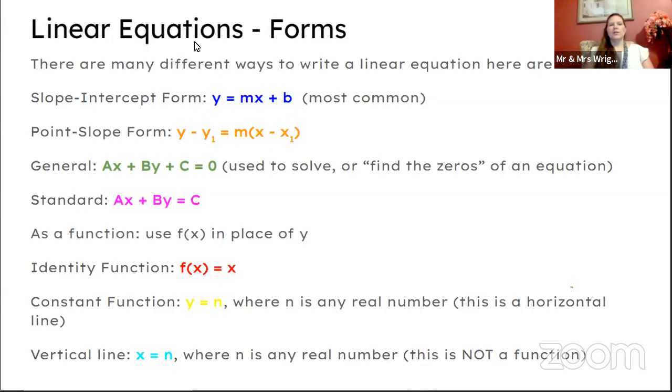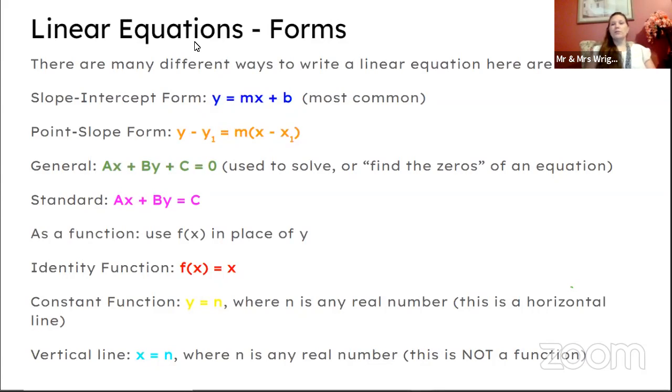This is called the slope-intercept form, because it's the easiest way to identify the slope, which we call m, because of this format right here. And the intercept, we'll get into which intercept it is, is going to be the b. And the x and the y are the input and the output.